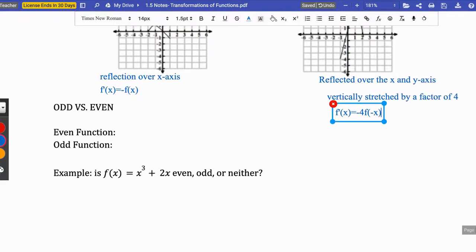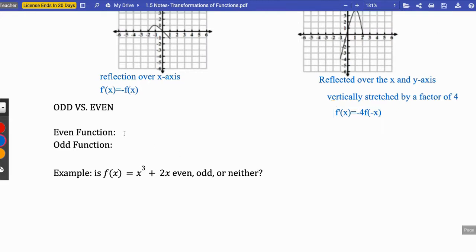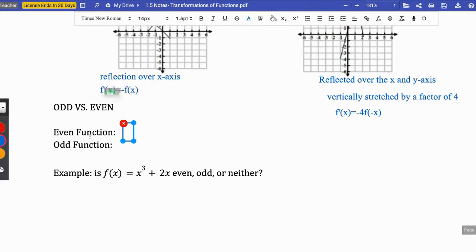So the last thing that I need to teach you guys today is the difference between an even and odd function. And this doesn't have to do with exponents, like sometimes exponents help, but really if it's an even function, then what that means is that f of x is equal to f of negative x. And this really translates to it being symmetrical.